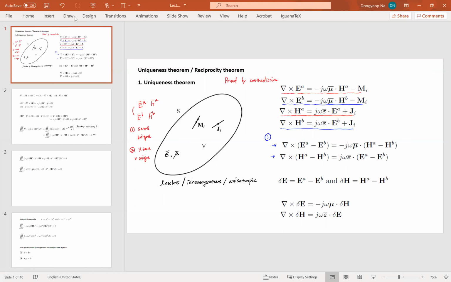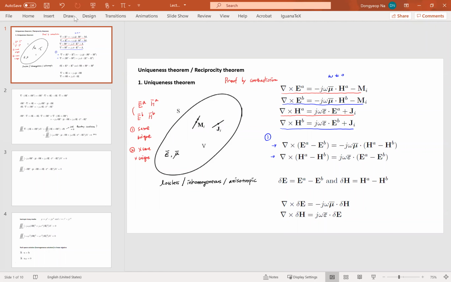Quick question. Do we consider only the dynamic picture here? Don't we consider the static? That's right, we are considering an electrodynamics problem in which the frequency is not zero. Frequency is not zero, okay? Okay, thank you.